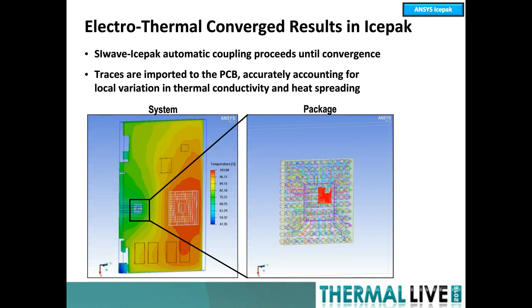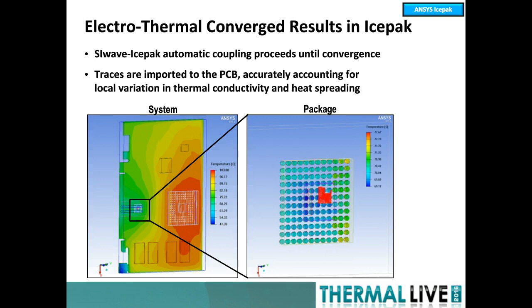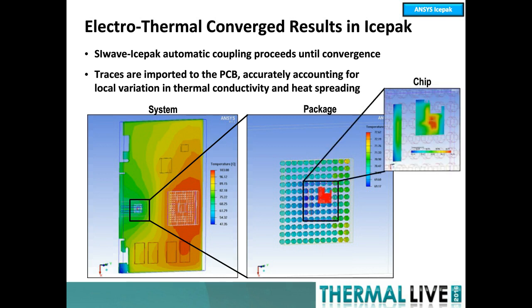Here's the temperature on the solder balls in the converged IcePack simulation. And we can even zoom in further and look at the temperature profile on the chip itself.